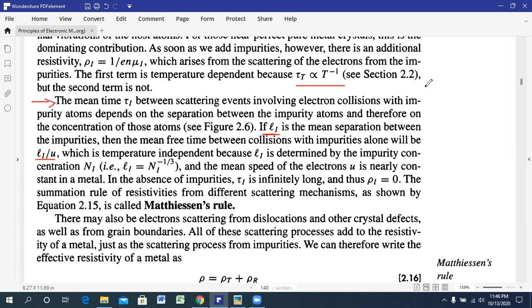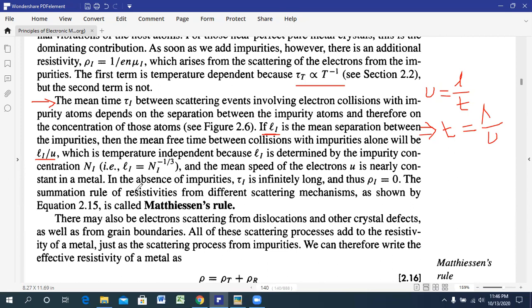We know that the velocity u equals L divided by t. So what will be the mean time? t equals L divided by u. I think this one is clear.